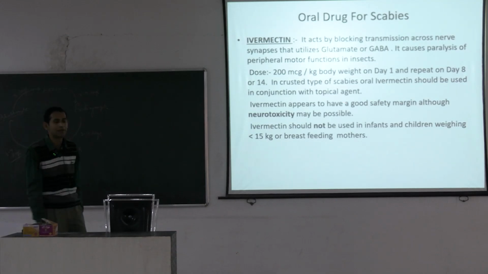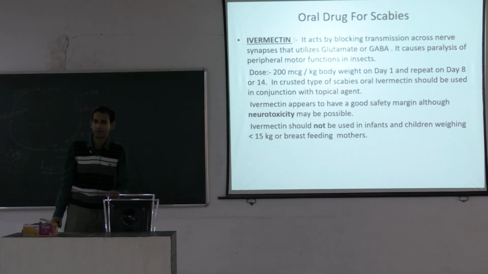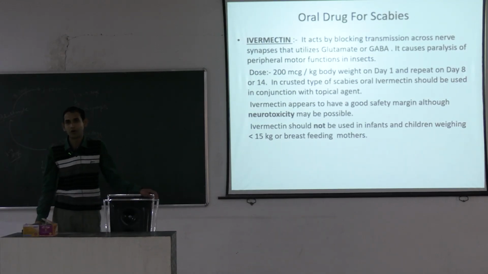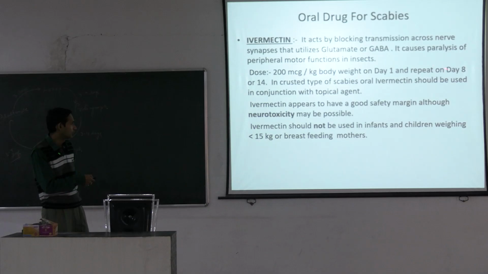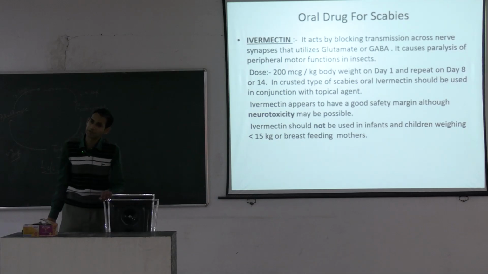It is avoided in infants and small children less than 15 kg weight, and it should also not be used in pregnancy and lactating mothers. One of the important aspects of this medicine is that it is an oral drug, and just remember the dose: 200 microgram per kg body weight on day 1, and it should be repeated on day 8 and day 14. In crusted type of scabies, it should be given along with the topical medication, that means the 5% permethrin cream.